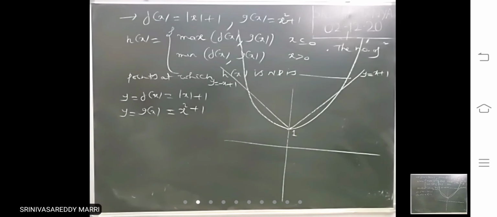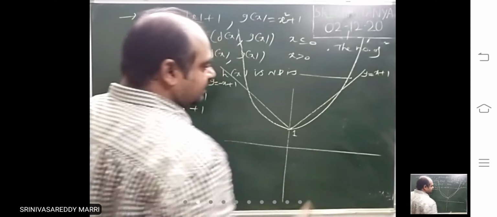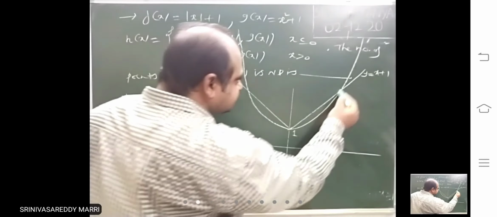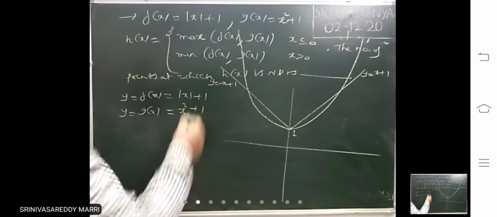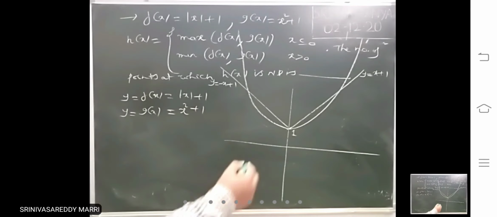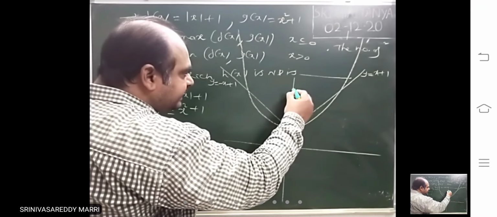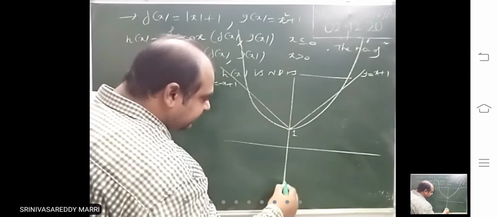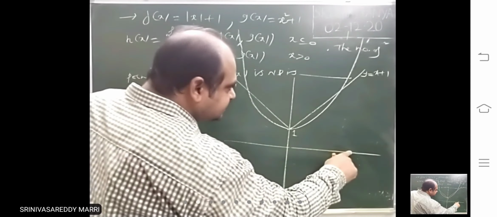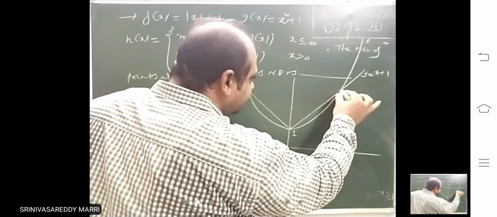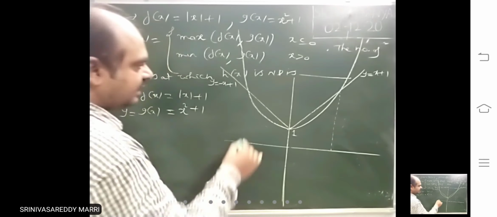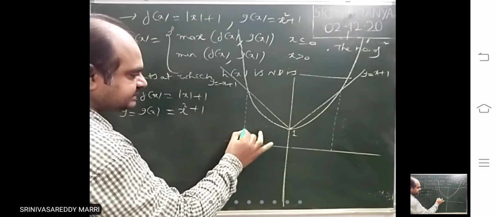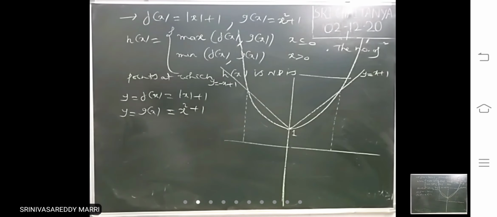x square plus 1. This is the one, right? x square plus 1 means parabola. That means it will go like this above. It will go like this. x square plus 1. So now look at where it is intersecting, you can calculate where it is intersecting. On positive side of x-axis, one intersection point is there. On negative side of x-axis, one intersection point is there. I will calculate. So this is the intersection point of this line and this curve.